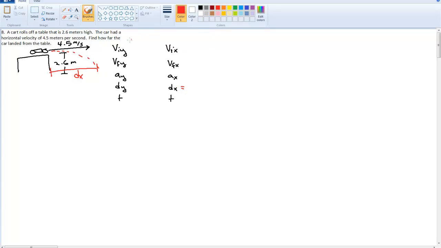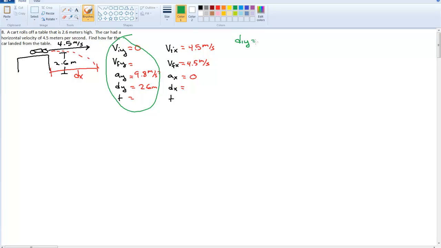So let's plug in, see if we can find time, and then we can plug it in and solve for dx. So VIY, this is always 0. VFY, I don't know it. We'd have to figure it out, but we're not going to need it. AY, it's always 9.8 meters per second squared. DY, they told us the height of the table, it was 2.6 meters. Time, we don't know. VIX, this is 4.5 meters per second. VFX, this is also 4.5 because the velocity in the horizontal never changes. AX is 0, it's always 0. DX we're solving for. So first let's solve using the y variables, and let's solve for time.